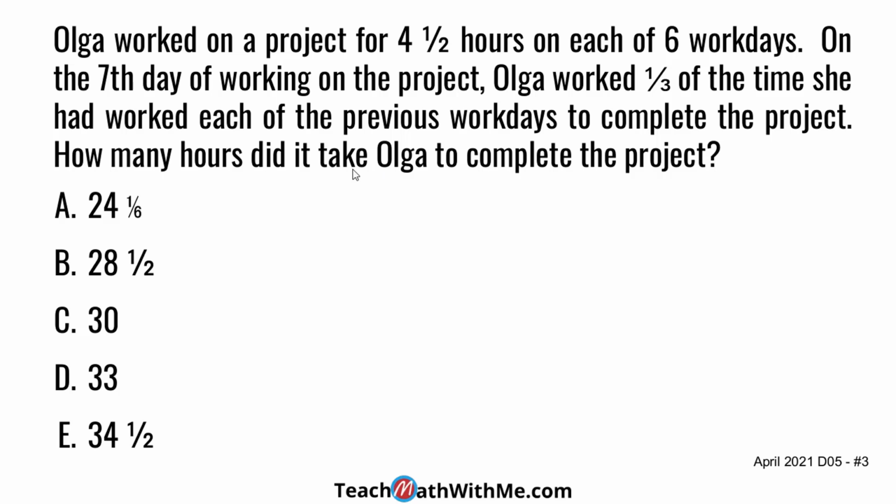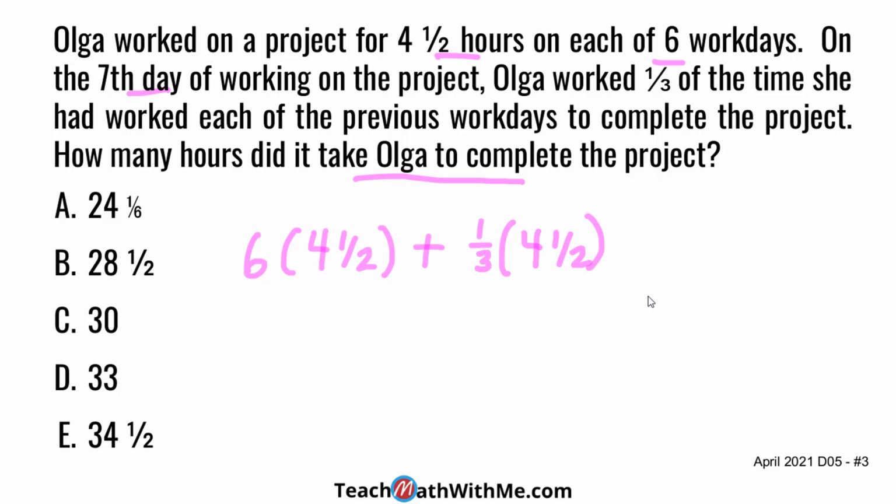So we're given a little bit of information. We're looking for the total number of hours. And we know that she worked 4.5 hours on each of 6 days. So there we're going to have 6 times 4.5. And then it said on the 7th day, she worked 1/3 of the time she had worked each of the previous days. So we're going to add for this 7th day, which is really just one work day, she works for 1/3 of that 4.5 hours. She doesn't work the full 4.5 hours. And we're looking for this total value.